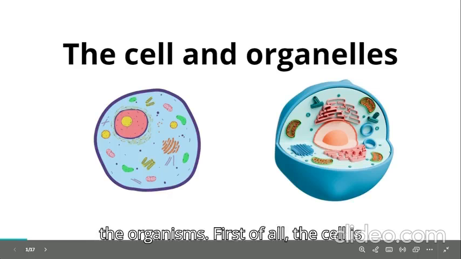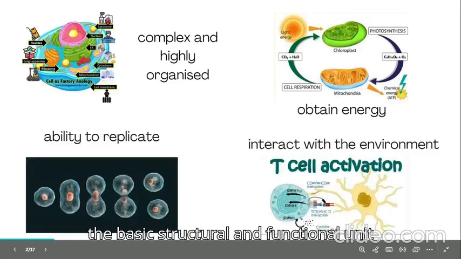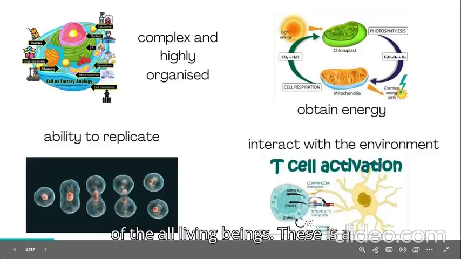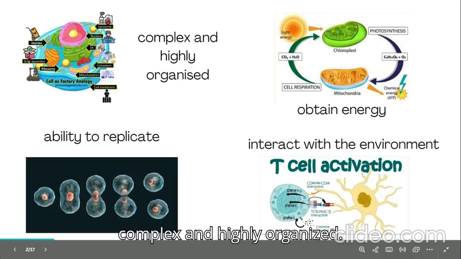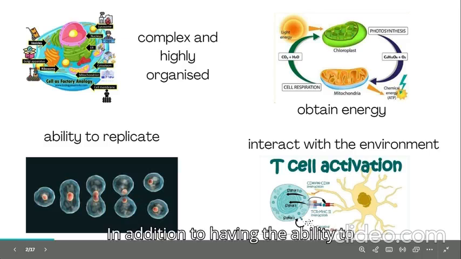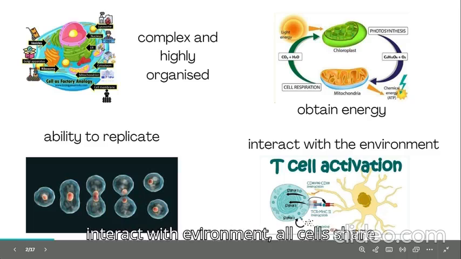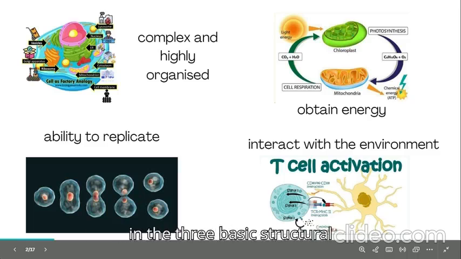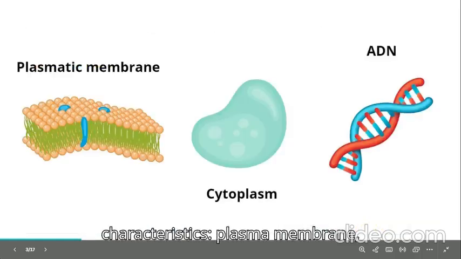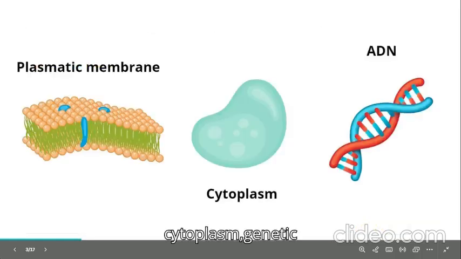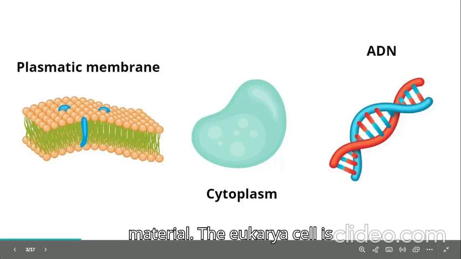First of all, the cell is the basic structural and functional unit of all living beings. This is our complex and healthy organism, in addition to having the ability to replicate, obtain energy, and interact with the environment. All cells share three basic structural characteristics: plasma membrane, cytoplasm, and genetic material (DNA).